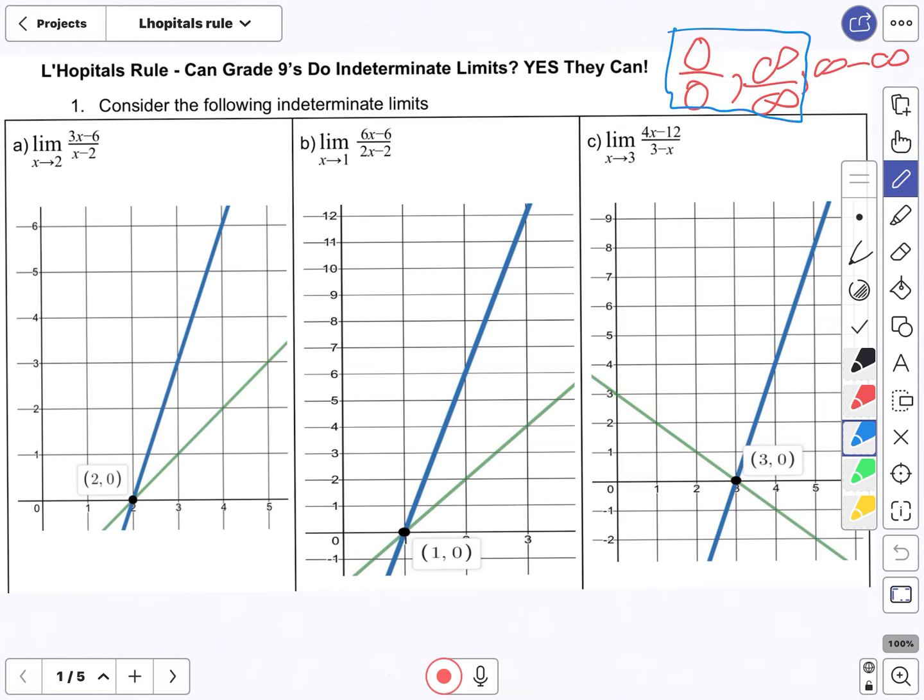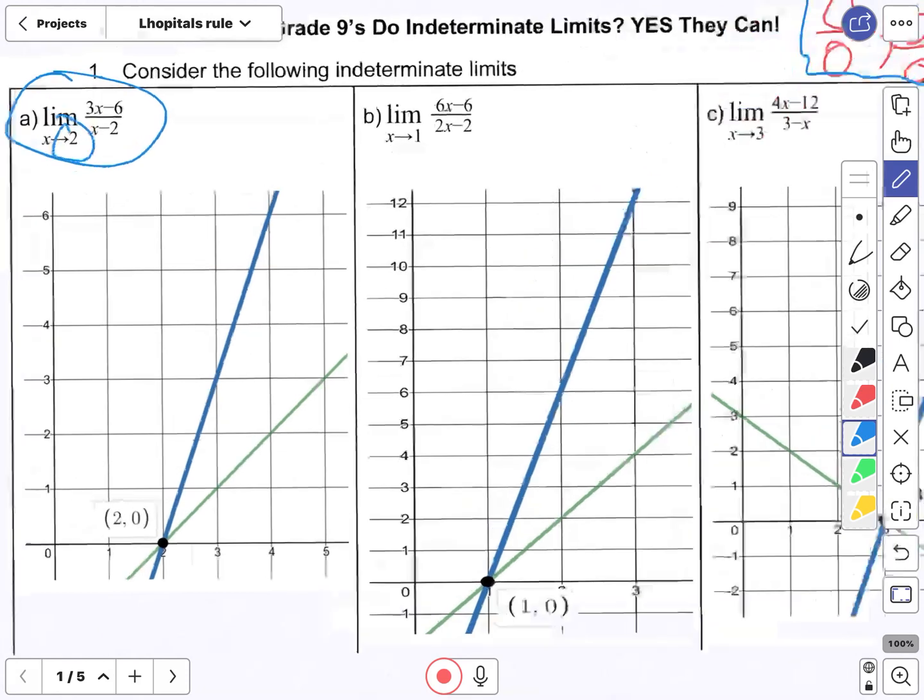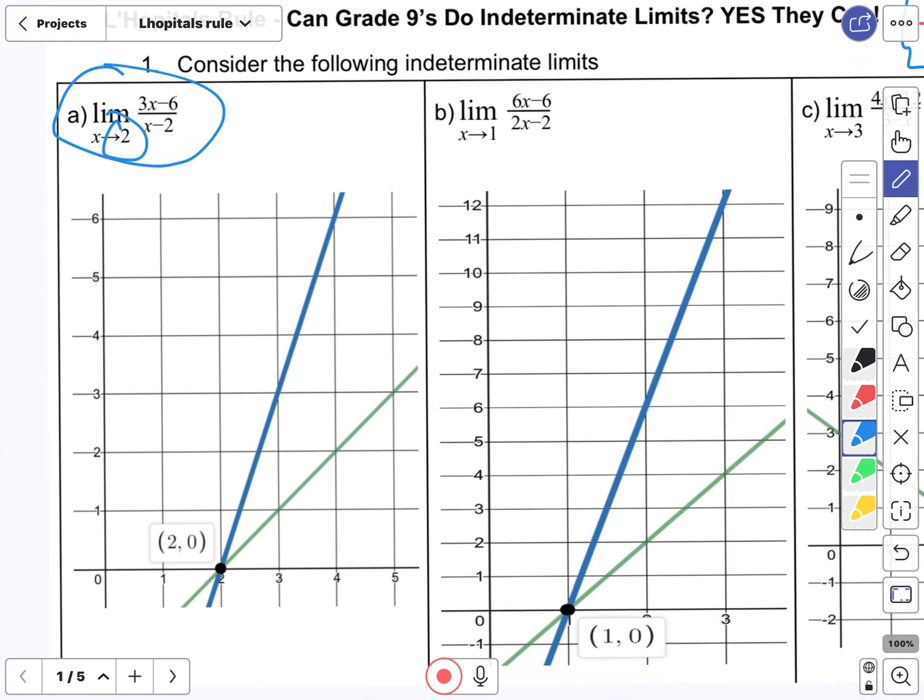Supposing I had you do that limit right there, 3x minus 6 over x minus 2. The first thing you would do is sub in 2 and see if, in fact, you have an indeterminate limit, right? So you would sub in 2, and what would you get? 3 times 2 is 6, minus 6 is 0, and then 2 minus 2 is 0. So you have 0 over 0, it's indeterminate.